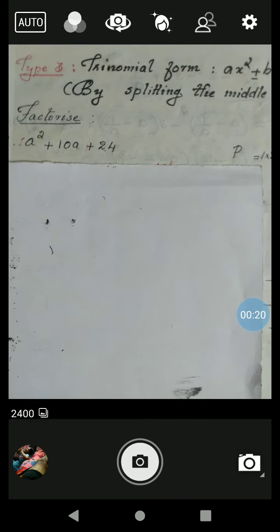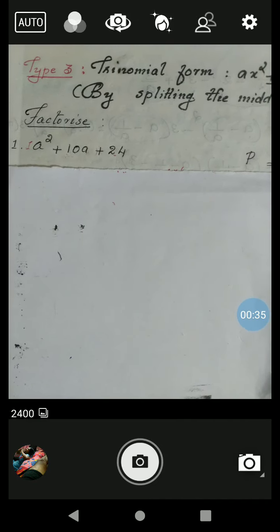Okay, we already started the chapter Factorisation. In this chapter, we have learned what is factorization and different methods of factorization. The type 1 and type 2 we have already discussed. Type 1 is taking out the common factor. Type 2, grouping method. Okay.